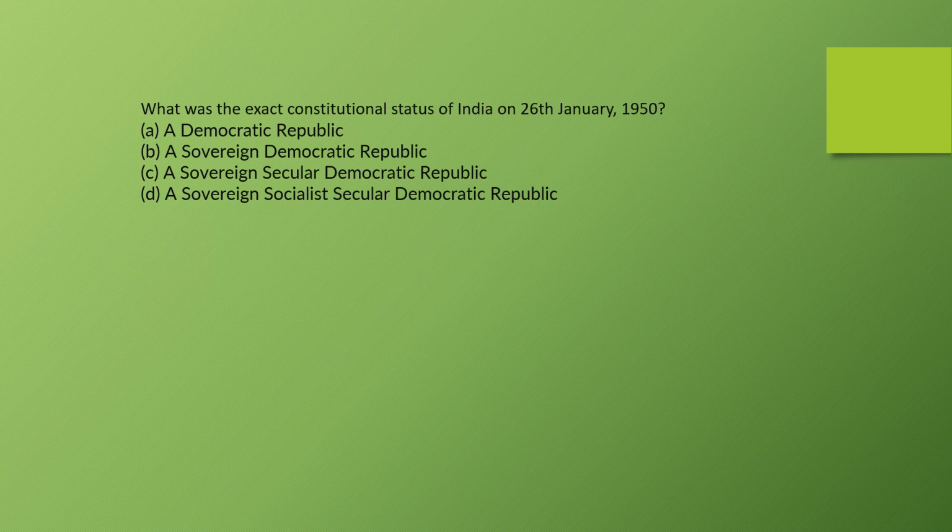Now the next one is, what was the exact constitutional status of India on 26 January 1950? Which means that the 42nd Amendment Act had not happened on 26 January 1950. So the answer is going to be sovereign, democratic and republic, because secular was added in the 42nd Amendment Act, socialist was added in the 42nd Amendment Act, and sovereign, democratic and republic was already there.